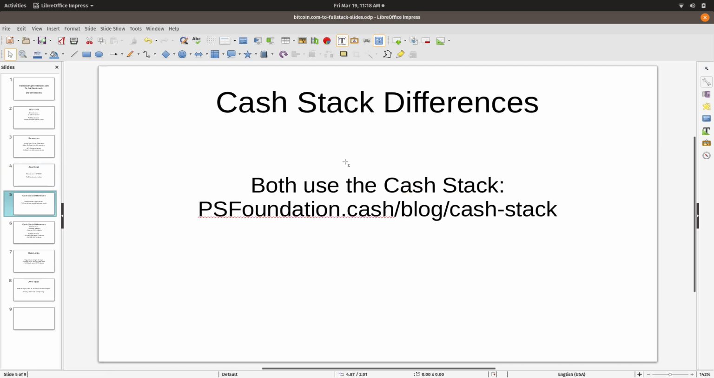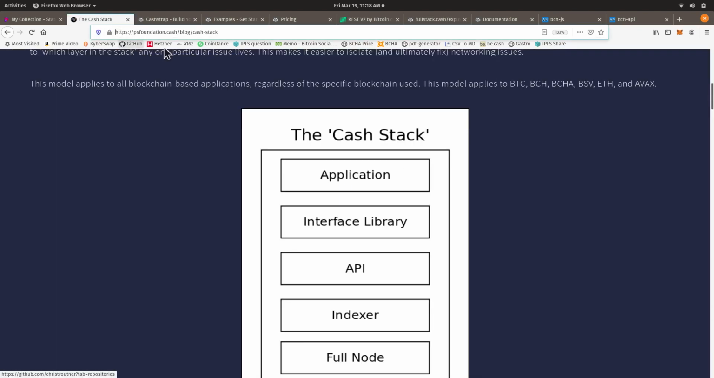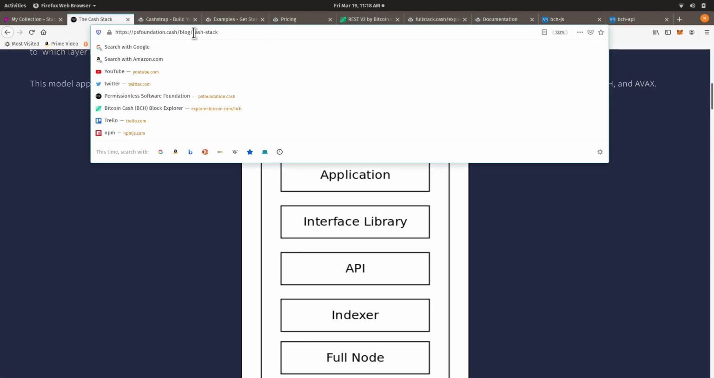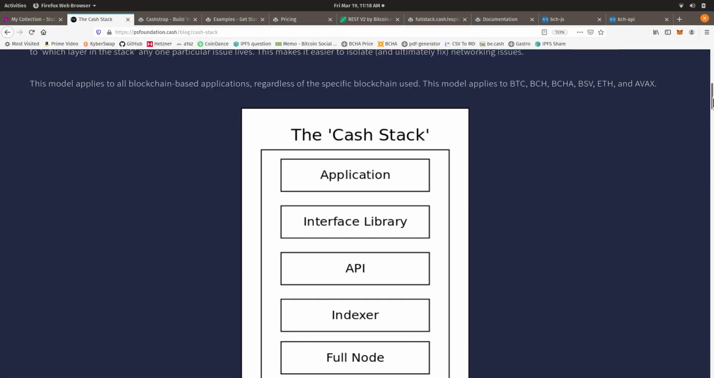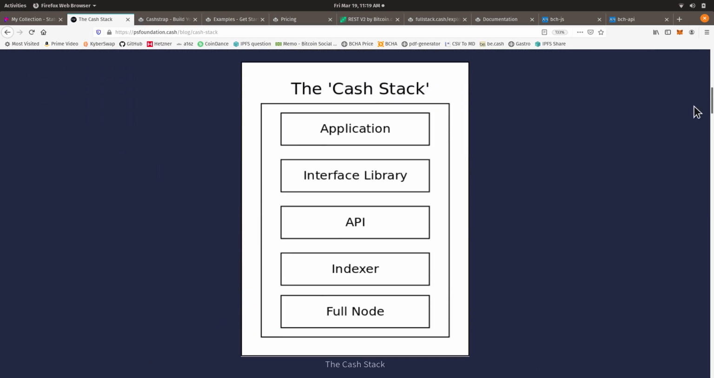So both of these software stacks of infrastructure use what I call the cache stack. If you go to psfoundation.cash/blog/cache-stack, that's the Permissionless Software Foundation. This is the most up-to-date article I've written on this cache stack. But basically, this is the software stack, and this is common at Bitcoin.com and FullStack.cash.